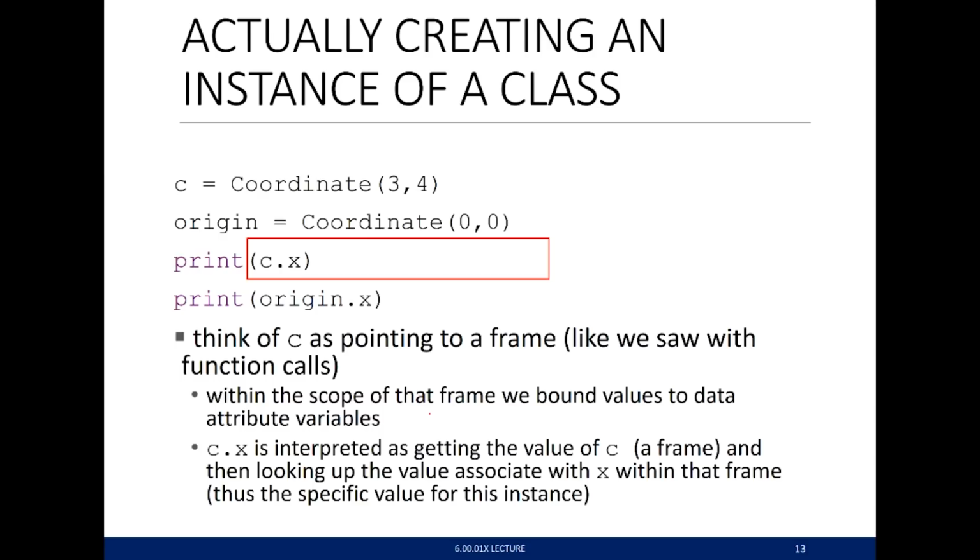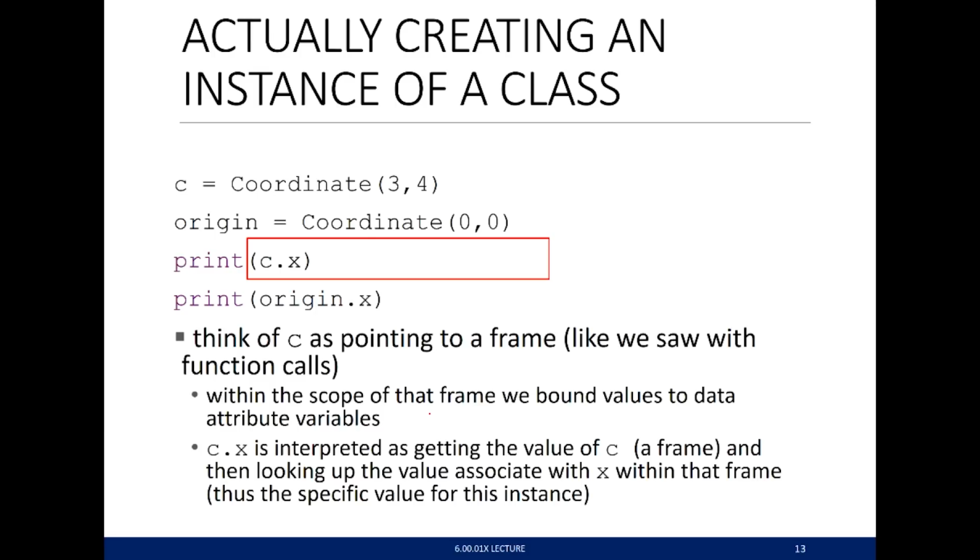You may remember we saw that when we did function calls, that every time we called a function, we created a new frame. In essence, a class definition is doing that as well. Coordinate is creating a new frame associated with C. Within the scope of that frame, we bound values to data attribute variables. So inside of C, there is a binding for x and a binding for y, to 3 and 4 respectively. C.x is then interpreted as saying the following. Get the value of C. Oh, that's a frame. And then inside of that frame, look up the value associated with x.